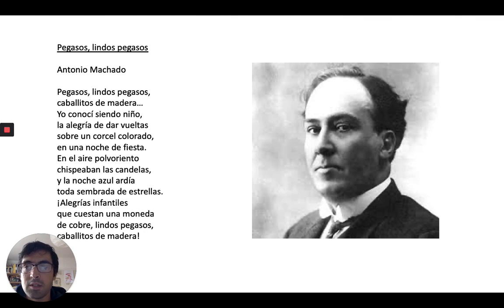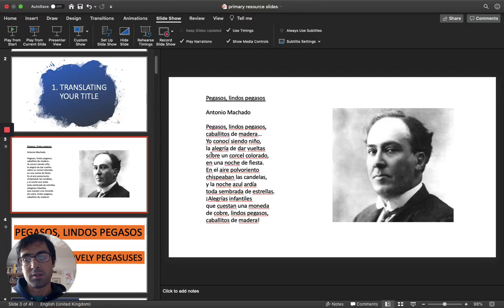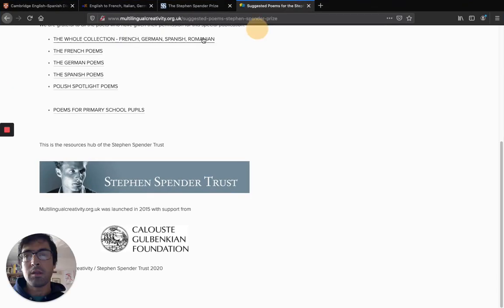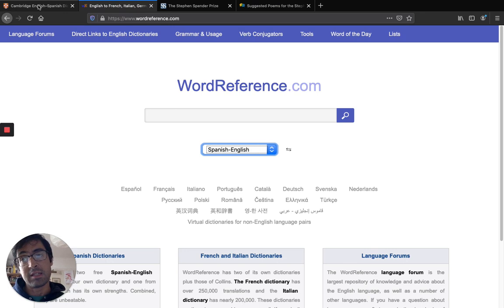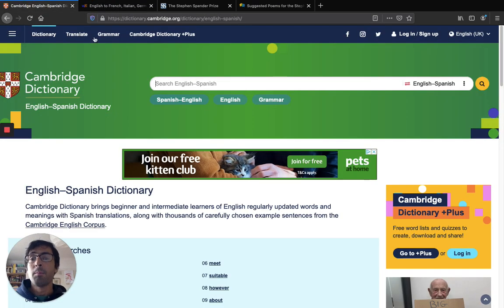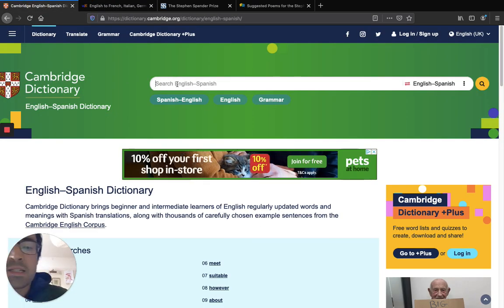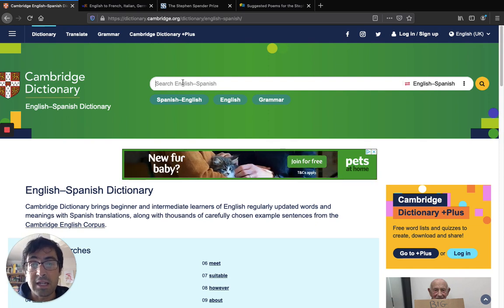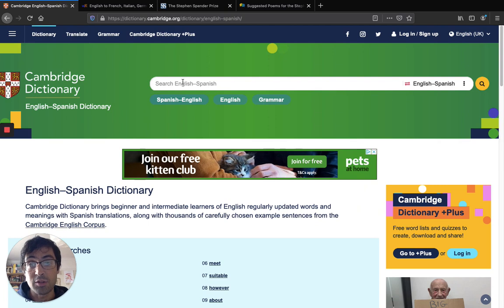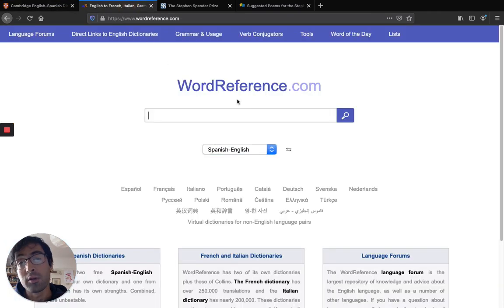First thing I'm going to do is I'm going to look up the 3 words of the title. Pegasos, Lindos, Pegasos. Helpfully, 2 of those words are the same words, so I only need to look up 2 words. Now, there are lots of dictionaries out there on the internet, but I'm going to recommend 2 to you. Most of the time, I think you should be using this dictionary, the Cambridge English to Spanish Dictionary. It's not too easy and it's not too complicated either. Some of the words you look up may not be in there, in which case I recommend wordreference.com.